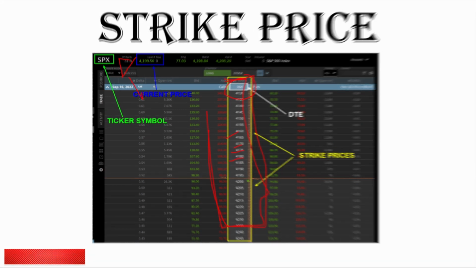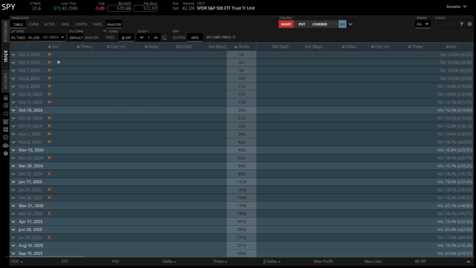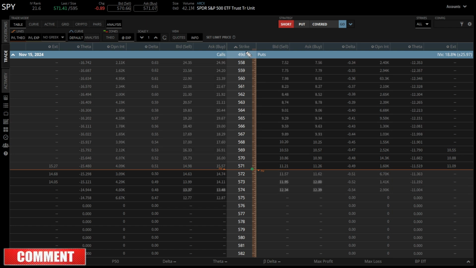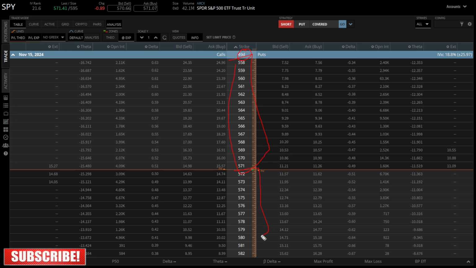Now, let's jump to my TastyWorks platform, where I'm going to show you in real life the strike prices of the SPY, which is the ETF that tracks the performance of the S&P 500. Let's look at this column here, which has all our DTEs. Remember, these are the DTEs for this product. In this case, we're going to open a 49 DTE. If we press here and open the chain, you're going to see the 49 DTE. These are the strike prices for this expiration date, which is the 15th of November 2024.